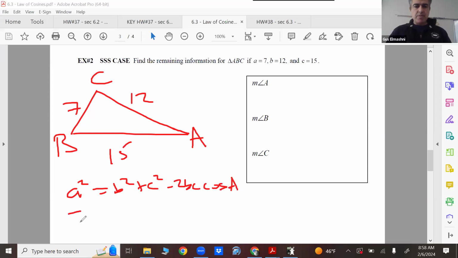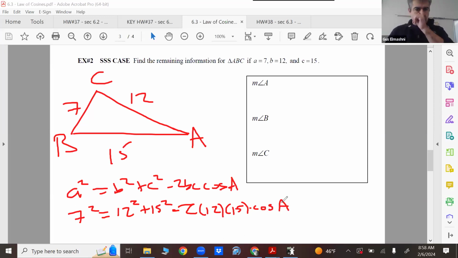So I'll do 7 squared equals 12 squared plus 15 squared minus 2 times 12 times 15 times cosine A. Okay. So 49 equals 144 plus 225 minus whatever 24 times 15 is, 360 times cosine A. Now, here's where I caution you.